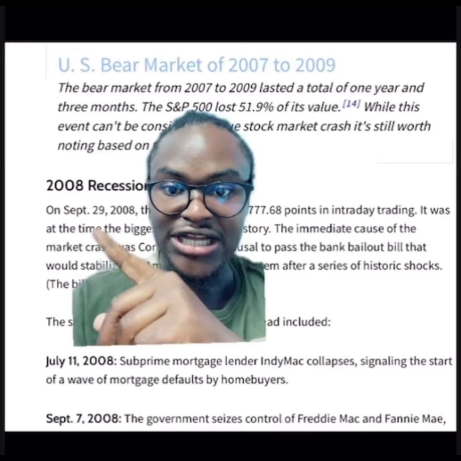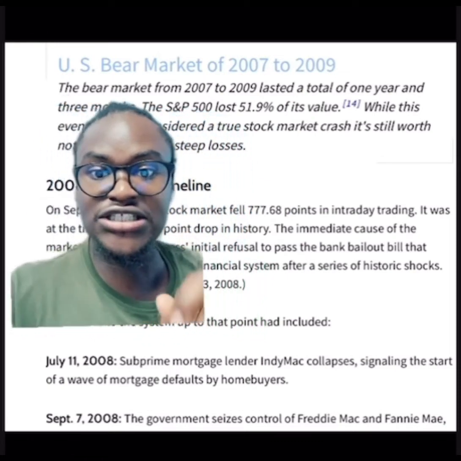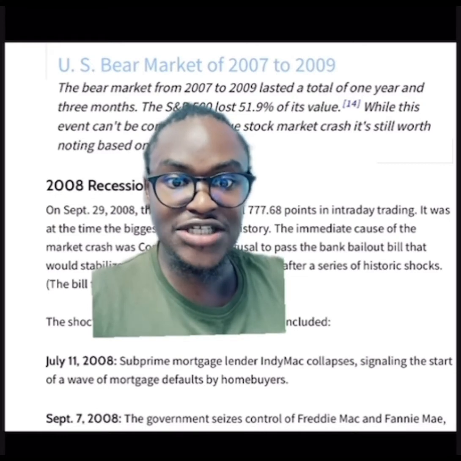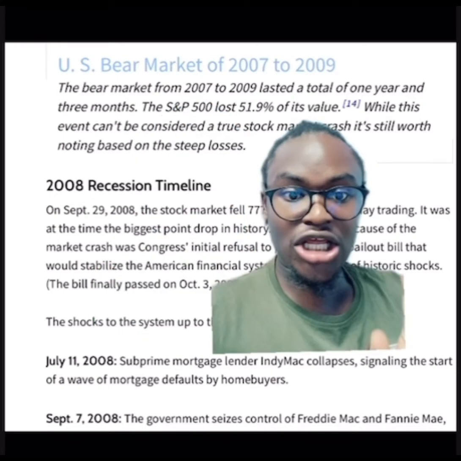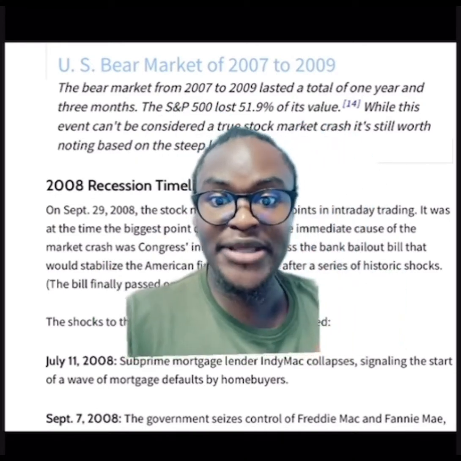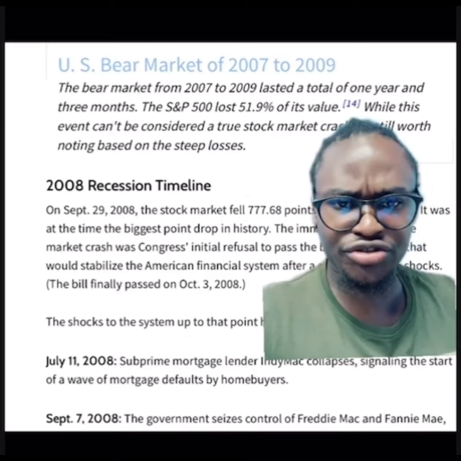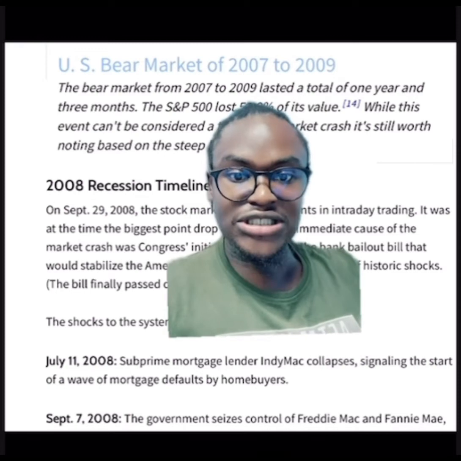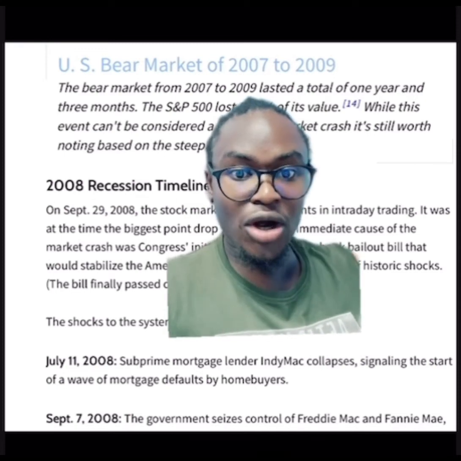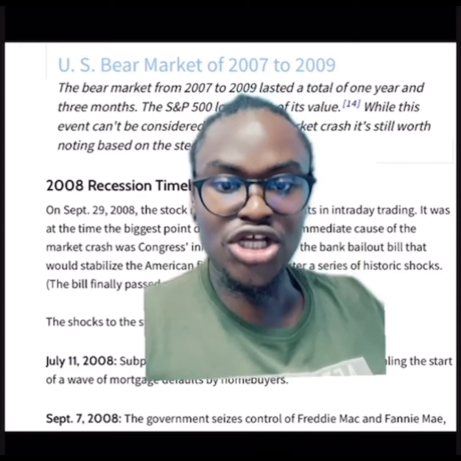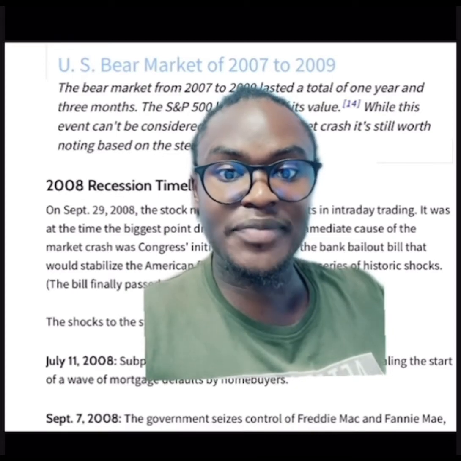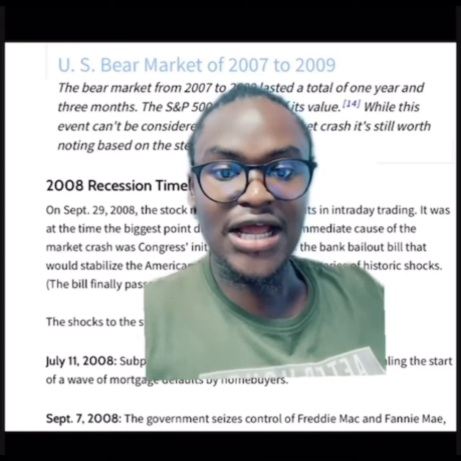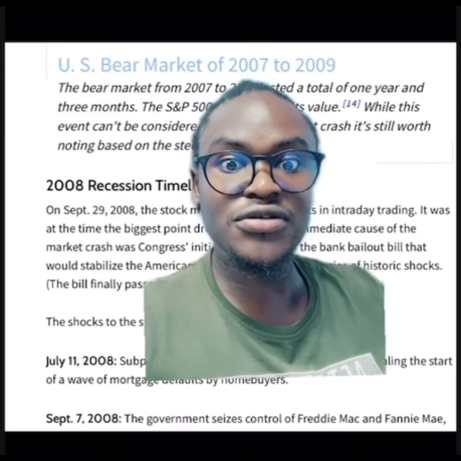So on the 29th of September 2008, the stock market fell by 777.68 points in intraday trading. It was, at the time, the biggest point drop in history. So the 29th of September here was a terrible day. The 29th of October in 1929 was also a terrible day. So humans act a lot by emotions. People like to seek what happened before. And these thoughts control their actions.